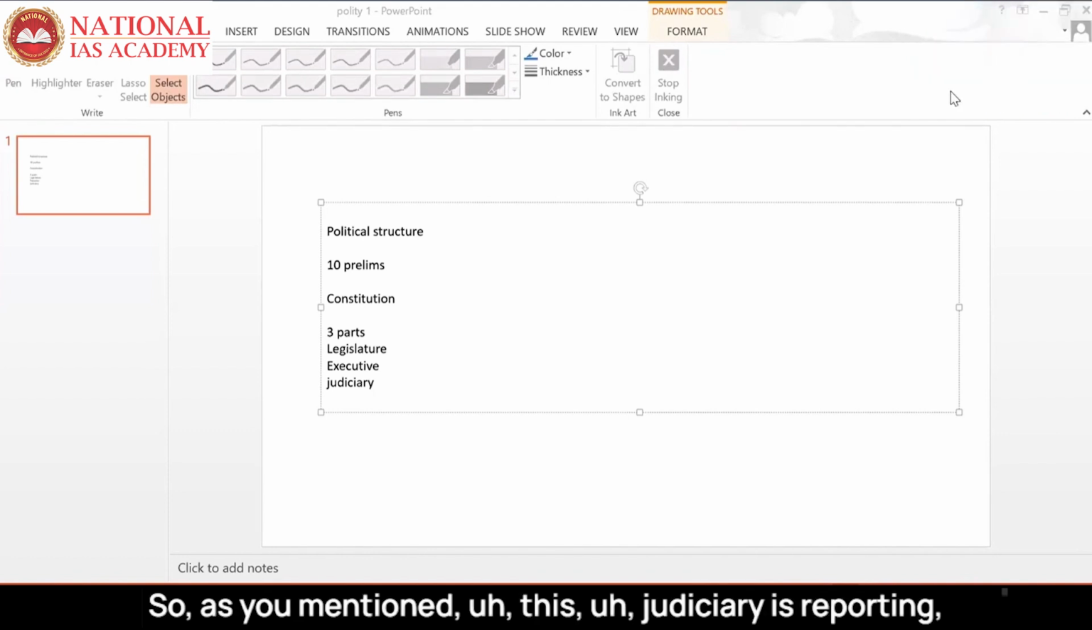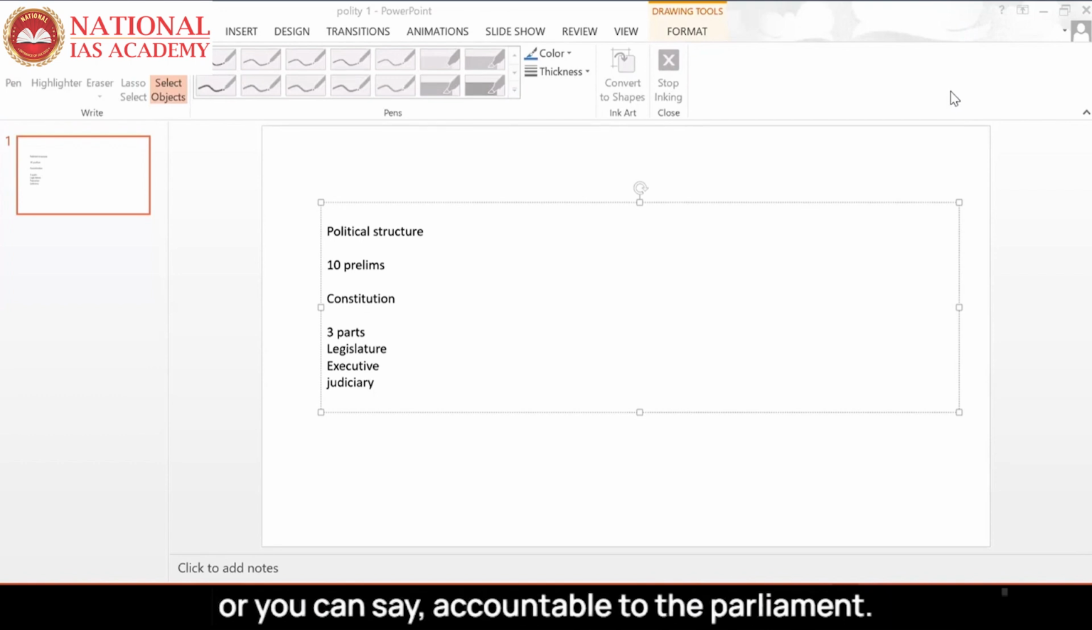So, as you mentioned, this judiciary is reporting, or you can say accountable, to the parliament, the legislative.